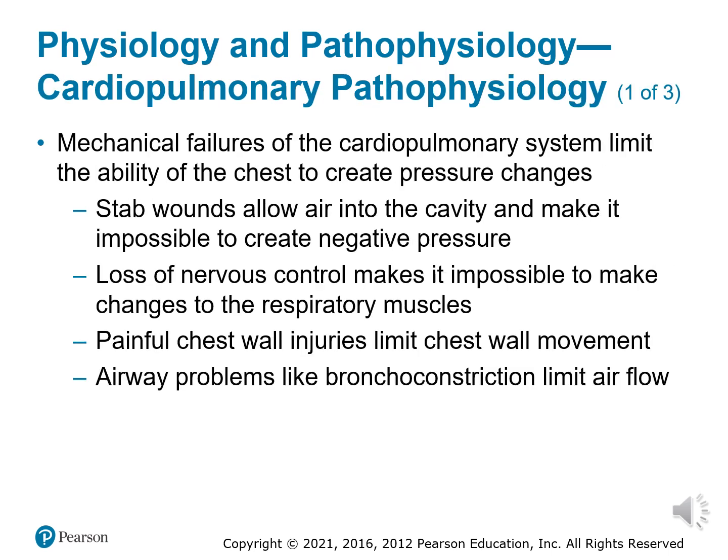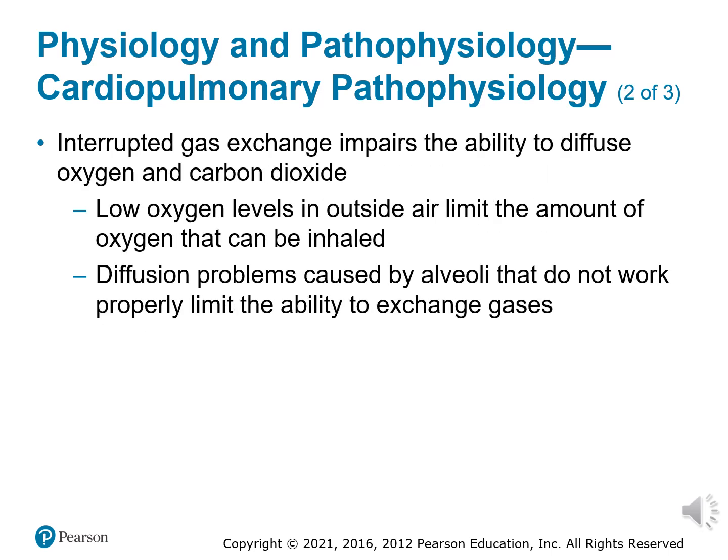Cardiopulmonary pathophysiology. Mechanical failures of the cardiopulmonary system limit the ability of the chest to create pressure changes. Stab wounds allow air into the cavity and make it impossible to create negative pressure. Loss of nervous control makes it impossible to make changes to the respiratory muscles. Painful chest wall injuries limit the chest wall movement. Airway problems like bronchoconstriction limit the airflow. Interrupted gas exchange impairs the ability to diffuse oxygen and carbon dioxide.